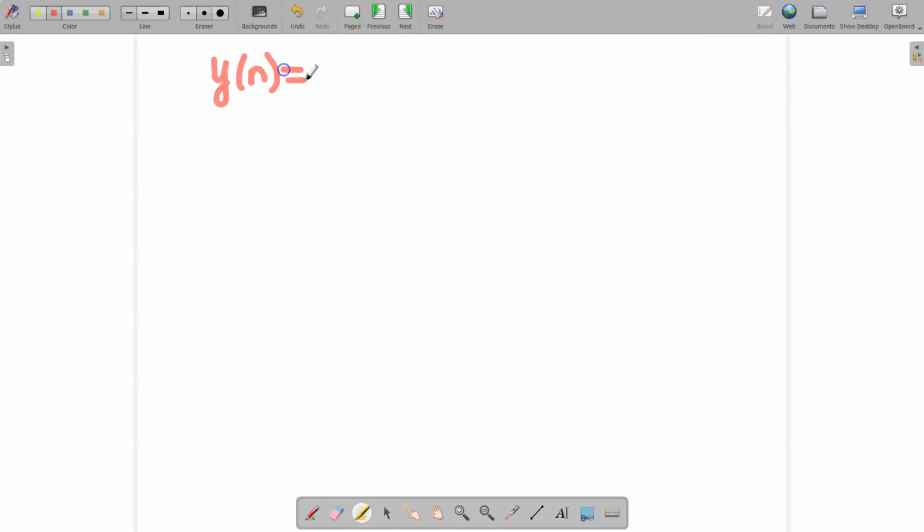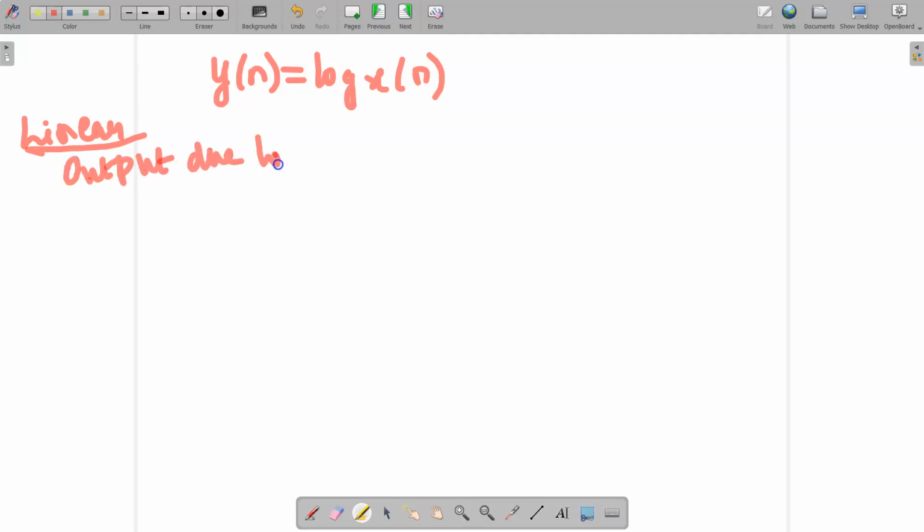So y of n is equal to log x of n. First thing we need to find out is whether it is a linear system or not. So your first step, we need to find out the output due to weighted sum of input. That is your first step.